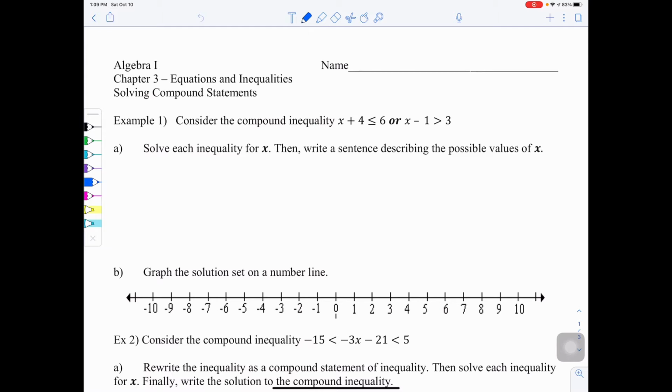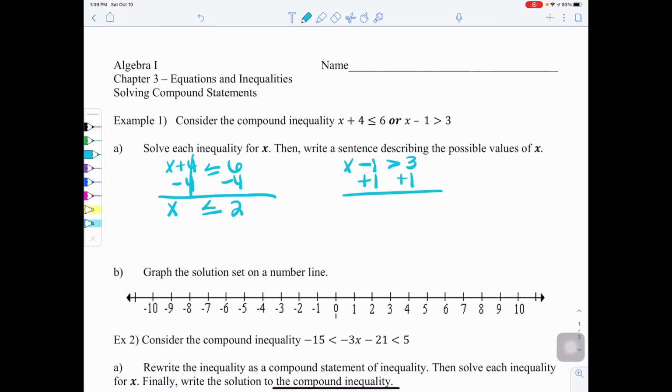I'm going to start with x plus 4 is less than or equal to 6. In order to get x alone, I would have to subtract 4 from both sides. This becomes x, the 4's are gone, is less than or equal to 6 take away 4 would be 2. So I have x is less than or equal to 2. Then we have the other inequality, x minus 1 is greater than 3. So I would add 1 to both sides of the inequality to get x is greater than 4.